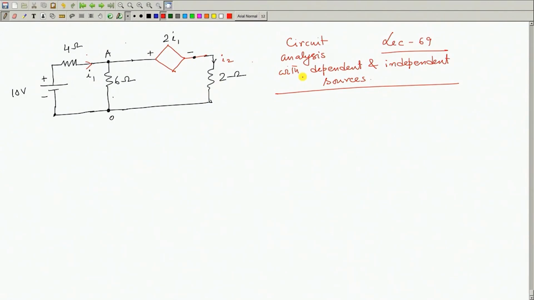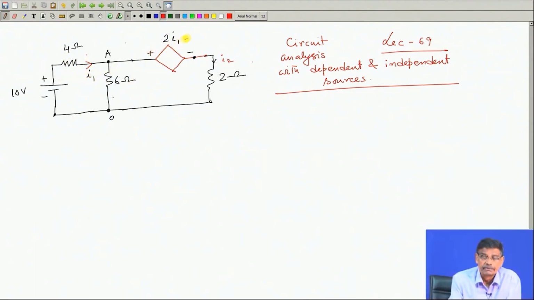Now, one important thing: what is this dependent source? It is represented by a diamond shaped block like this, and the polarity of the voltage will be shown. It tells me that whenever in this branch the 4 ohm resistance carries current I 1 from left to right, a voltage source appears there, and we got the value of I 2 earlier.